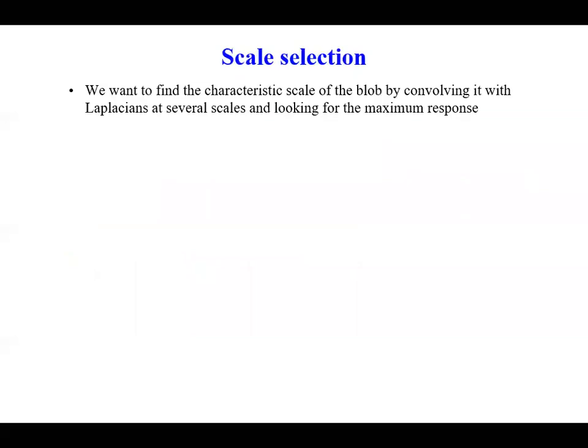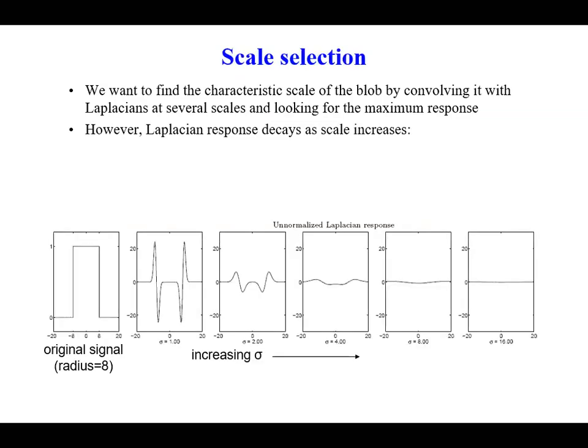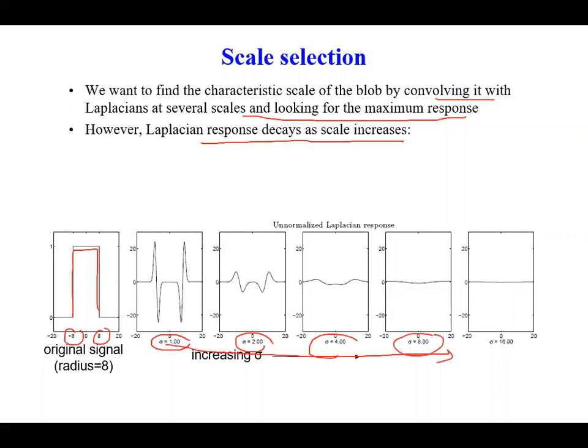Okay, but I just would like to give a hint on something like this, because the scale of the blob is found by convolving it with the Laplacian at several scales, as we already mentioned, searching for the maximum response. But the Laplacian response decays as scale increases. So assume that here I have this from -8 to 8, and I'm applying a Laplacian of Gaussian with sigma equal to 1, sigma equal to 2, sigma equal to 4, and so on until sigma equal to 8 and sigma equal to 16. I was expecting that when I have sigma equal to 8, I will get the maximum, correct?